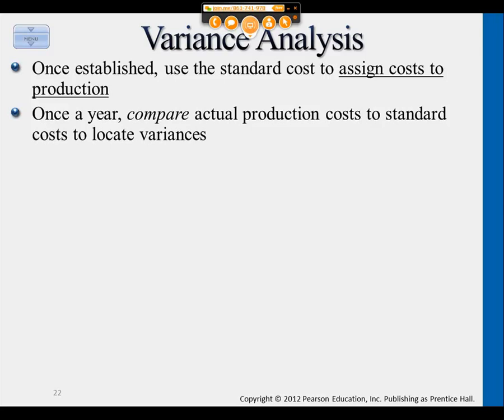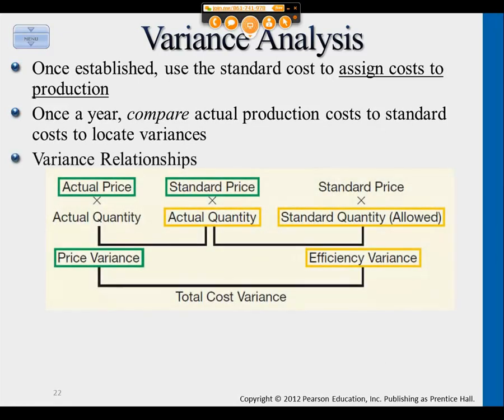Let's get back for a little bit to our variance analysis. Once we establish these standard costs, we need to assign cost to production. We can use these standards to assign this cost to production. At least once a year, we compare our actual production cost to standard cost and see what the differences are, to see how we can change the process. Okay, let's look at this variance relationship.